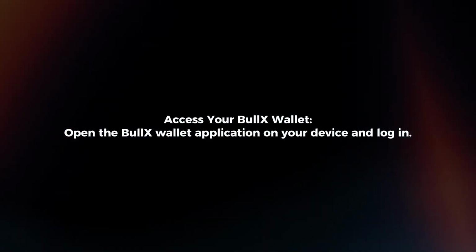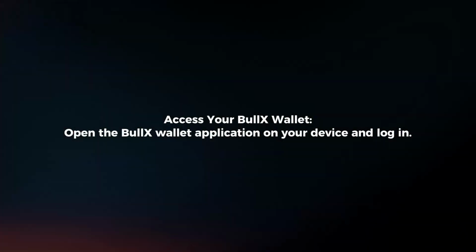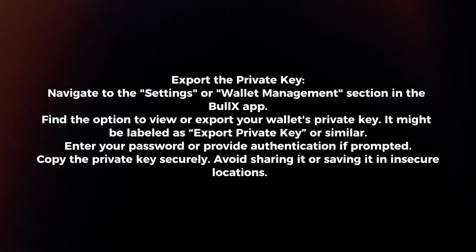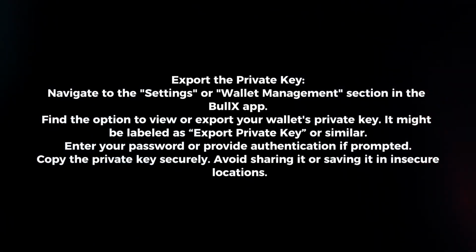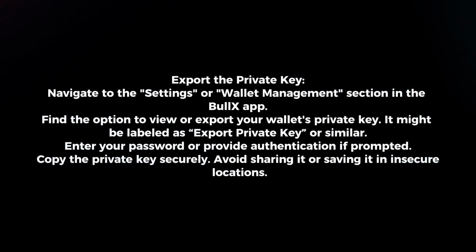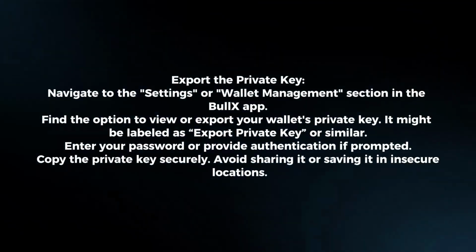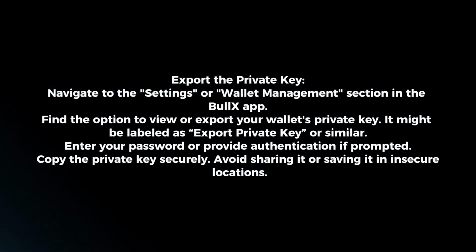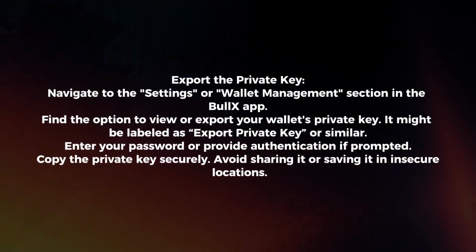Open the BullX wallet application on your device and log in. Export the private key. Navigate to the Settings or Wallet Management section in the BullX app. Find the option to view or export your wallet's private key. It might be labeled as Export Private Key or similar.